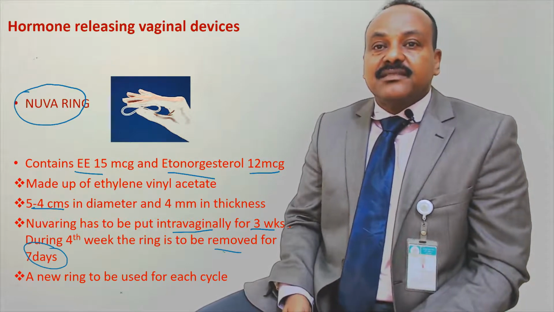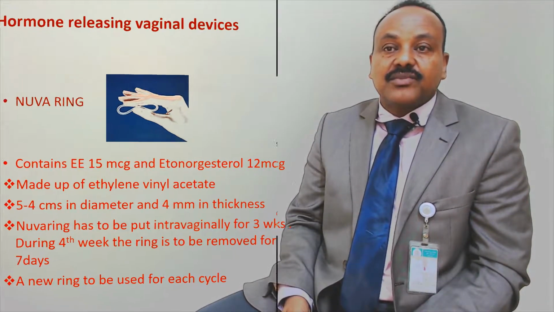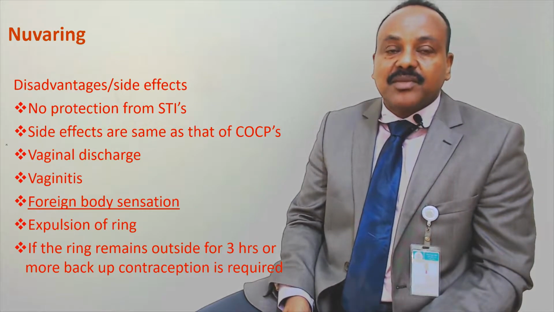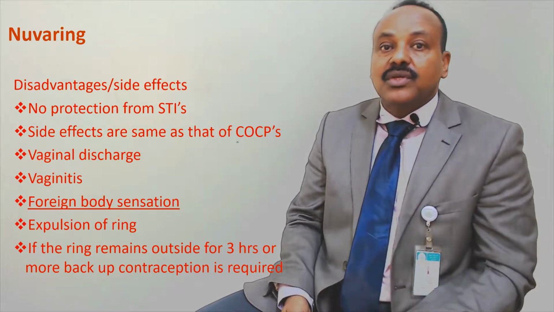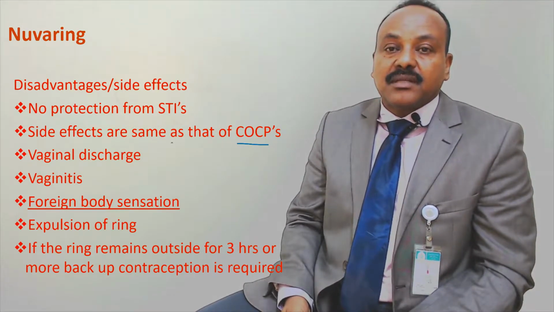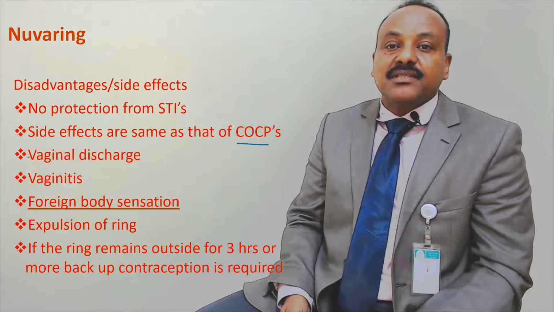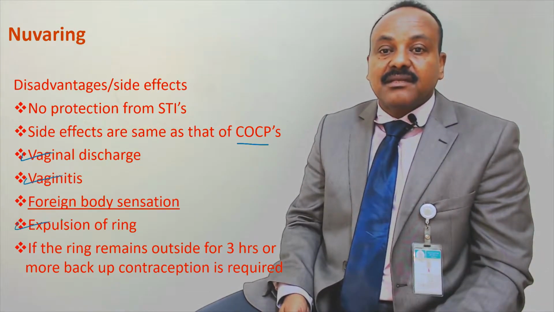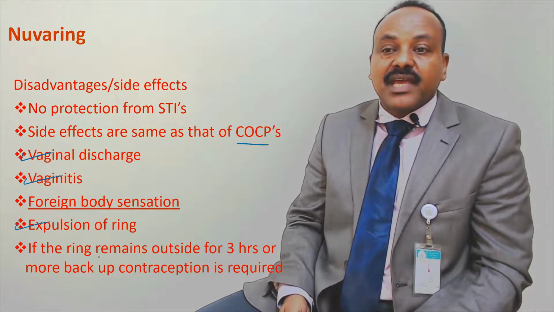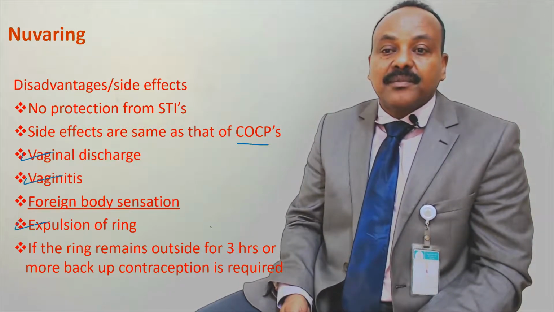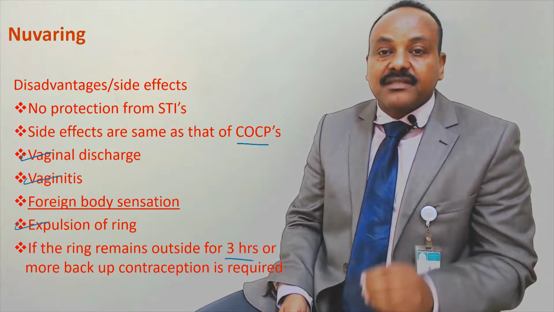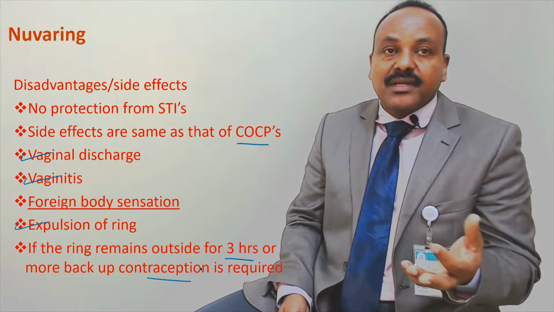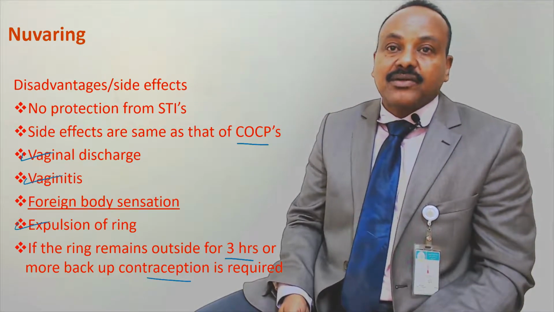The disadvantages: no protection from sexually transmitted illnesses, and some side effects as with the combined oral contraceptive, because it is composed of 2 hormones. Sometimes vaginal discharge, because it is a foreign body inside, it leads to vaginitis, and sometimes expulsion. If the ring is expelled for certain reasons and stays outside for 3 hours or more, backup contraception is required.